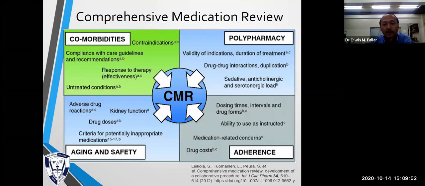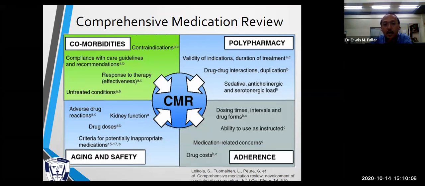And there are different factors affecting our medication reviews. One would be comorbidities, polypharmacy, adherence, and aging and safety. So these are the main components of our comprehensive medication review. Now I'm going to move on one by one with the different components of the comprehensive medication review.